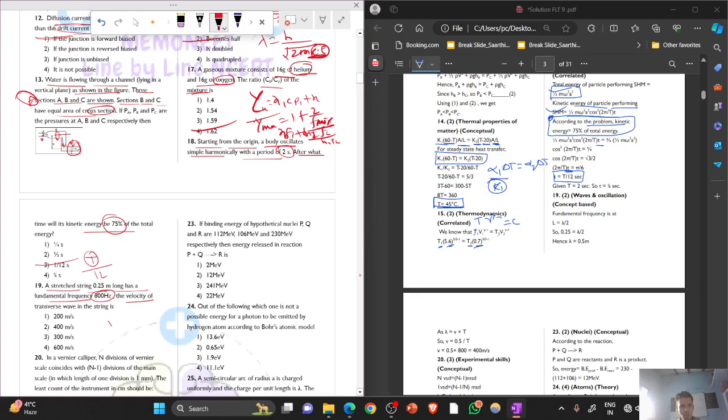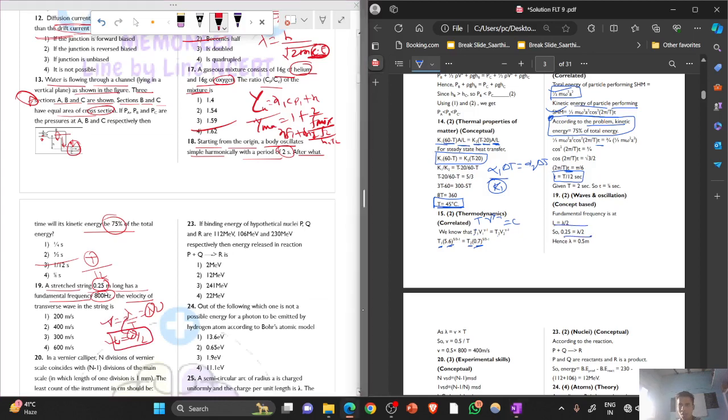You know that velocity is equal to lambda by T, or you can say lambda into frequency. You just need to calculate lambda, and lambda can be calculated from the length. You know the length is equal to lambda by 2. Simply, knowing the length, you can calculate lambda. Putting the value of lambda, you can calculate the velocity. So after solving, you get lambda, and putting lambda here, you get the velocity as 400 meter per second. Option second is your correct answer.